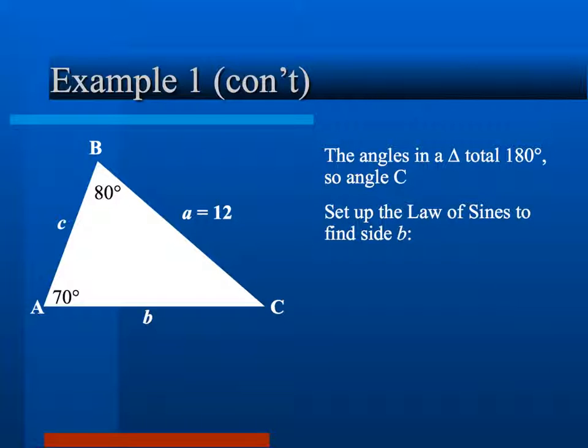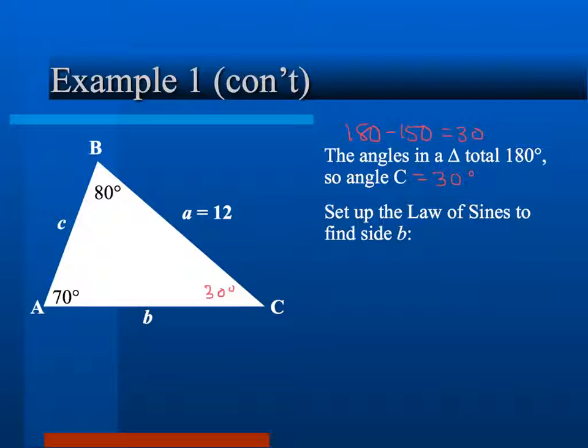So the first thing that I can find very quickly here is that I know my triangle has 180 degrees, and I've just used 70 and 80, which sounds like 150. So 180 minus 150 equals 30. So angle C equals 30 degrees. Okay, so I found one of my missing pieces.